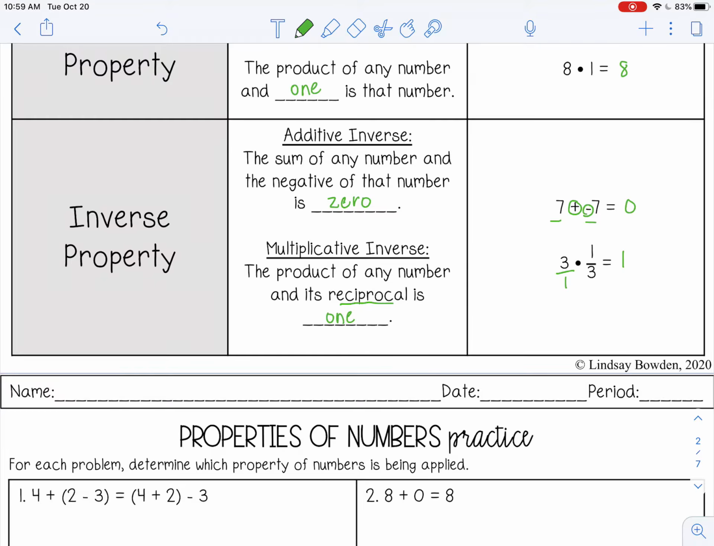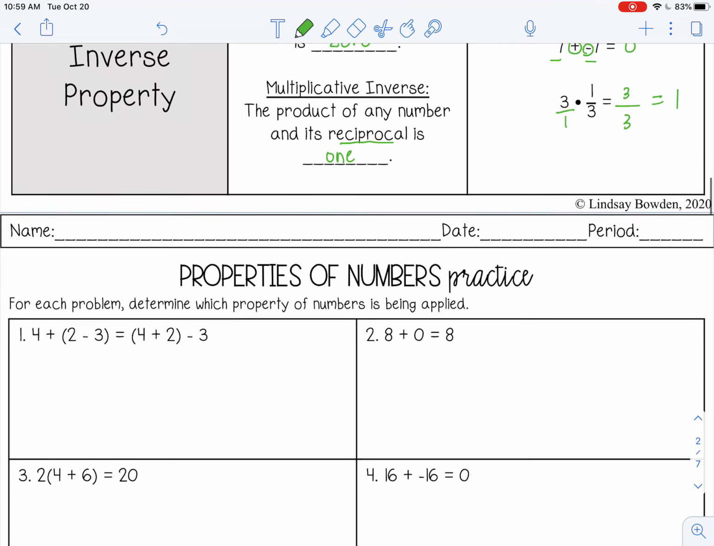And when you multiply those together, let's actually multiply them and prove it. So remember, when you multiply fractions, you go straight across. So numerator times numerator, 3 times 1 is 3. Denominator times denominator, 1 times 3 is 3. And we all know that 3 divided by 3 is 1.